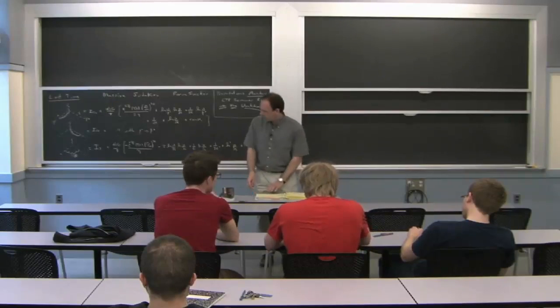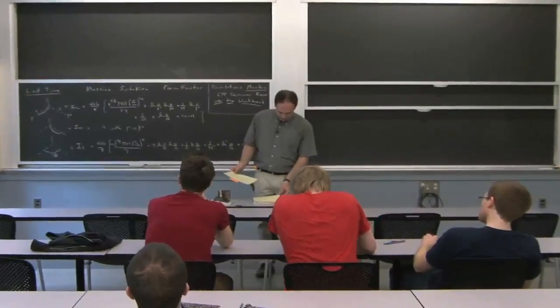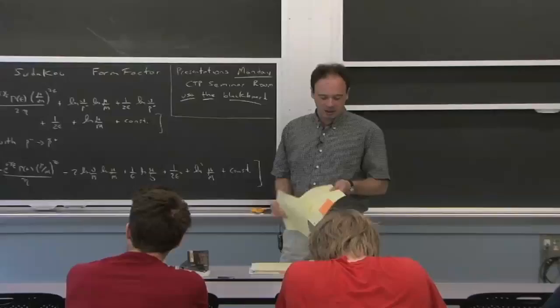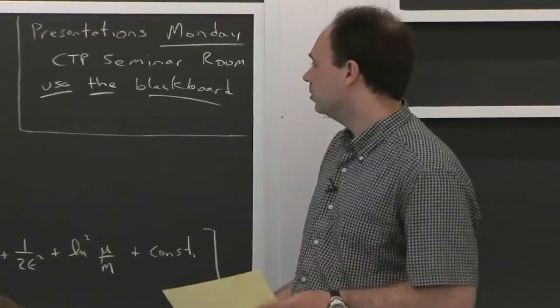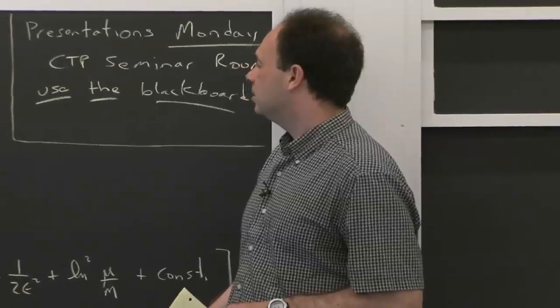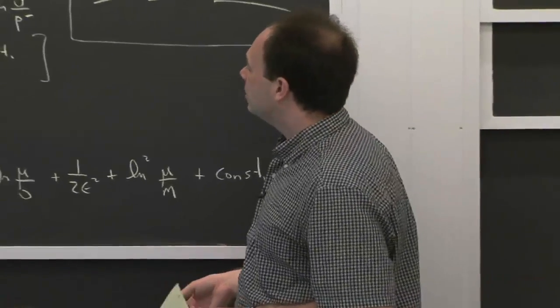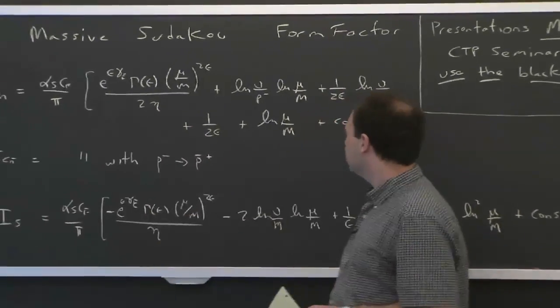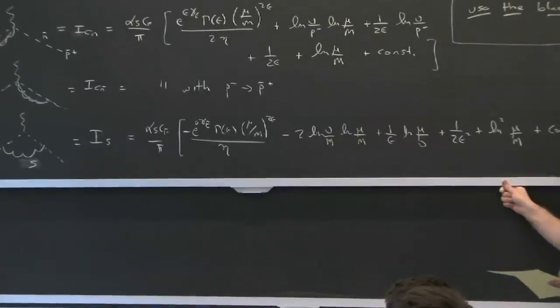OK, so last time we were talking about the massive Sudakov form factor. We're going to continue that discussion today. And we saw that in order to do this calculation, we needed to have an additional regulator besides dimensional regularization. This was an example in SCET2 where we had these rapidity divergences. And so there was this additional regulator that led to these 1/eta poles in our answer, and these logs of nu as well.